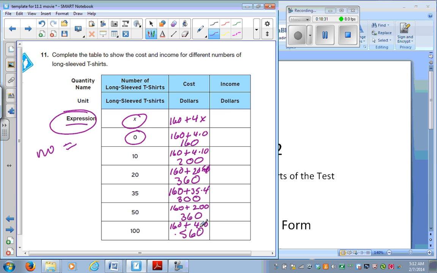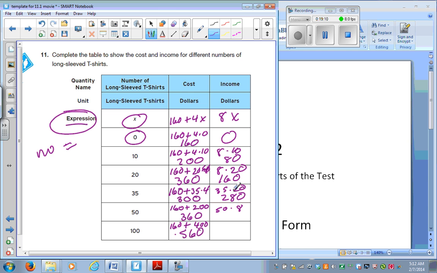As for the income that you're going to make, of course, you make $8 times every t-shirt that you sell. So 8 times 0 means you would make $0. So if you sell no t-shirts, you're going to make no money. If you sell 10 t-shirts, that would be 8 times 10, which means you would make $80. If you sell 20 t-shirts, 8 times 20 is 160. If you sell 35 t-shirts, 35 times 8 gives you 280. If you sell 50 t-shirts, 50 times 8.